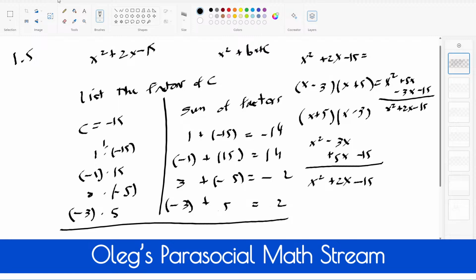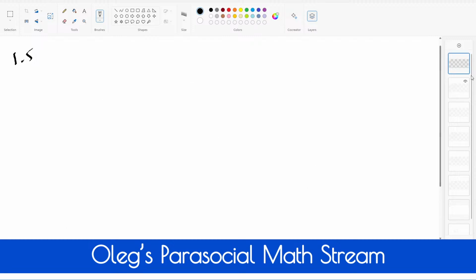But you cannot change the negative. You can't make it negative 5 times positive 3. That's going to give you different results. All right, continuing on. Multiplication is commutative, so that's what I was getting at.